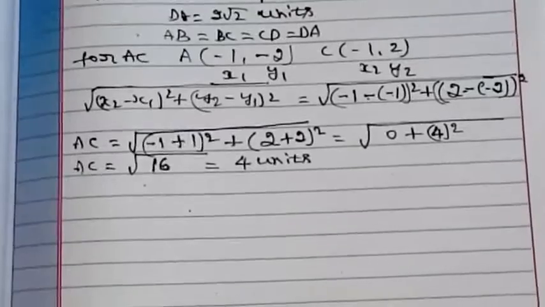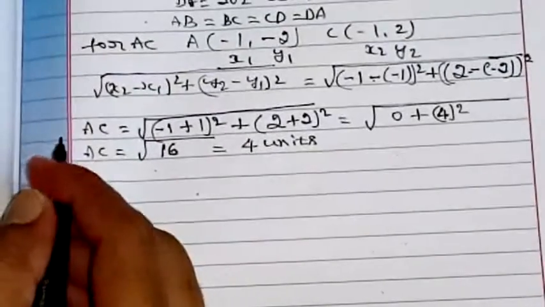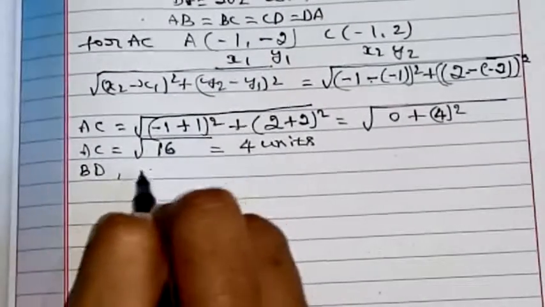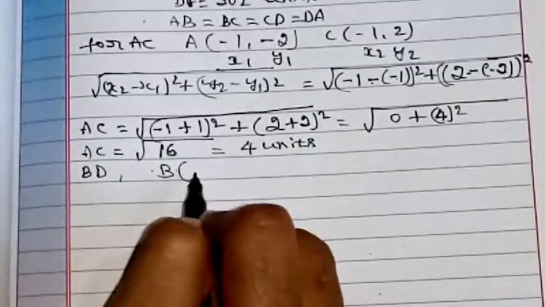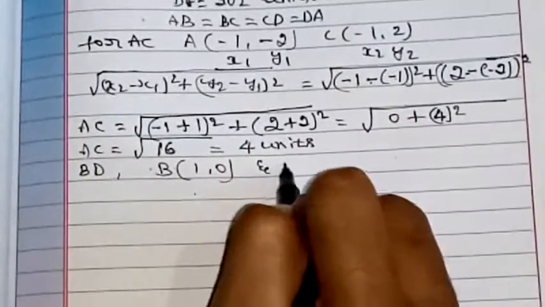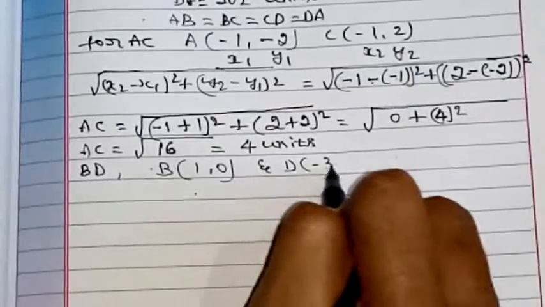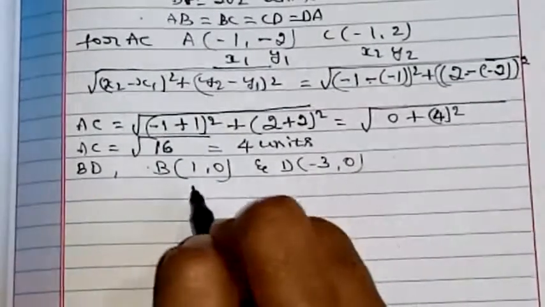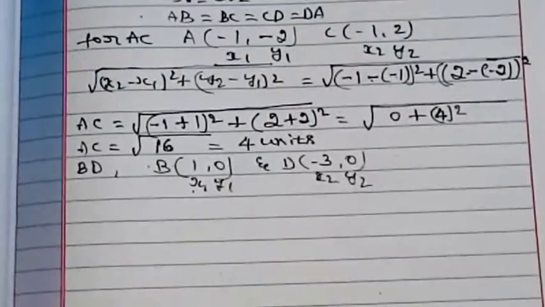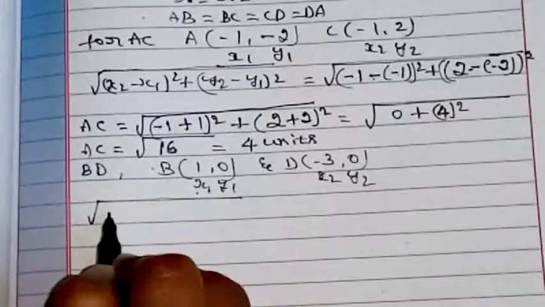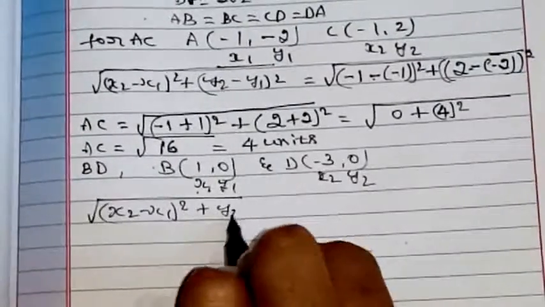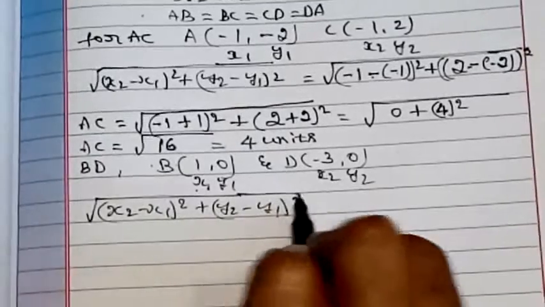Now find the distance between B to D, right? So B to D. Now what are the coordinate points of B and D? So B of 1 comma 0 and D of minus 3 comma 0, right? So now as usual write down this one as x1 y1 and this one as x2 y2. Now apply the distance formula. So square root of x2 minus x1 whole square plus y2 minus y1 whole square.